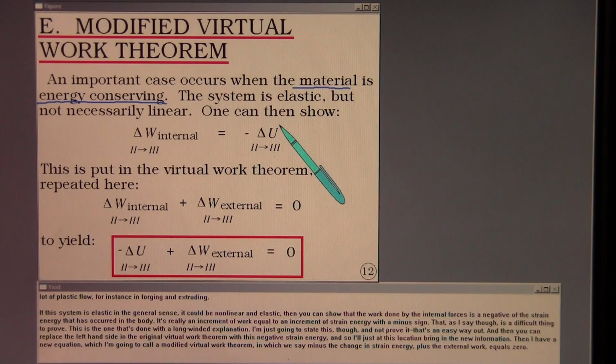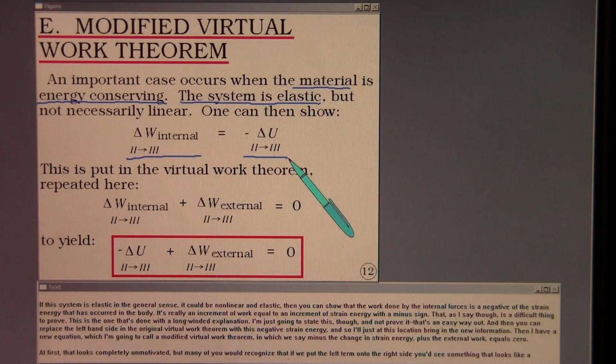If this system is elastic in the general sense, it could be nonlinear and elastic, then you can show that the work done by the internal forces is a negative of the strain energy that has occurred in the body. It's really an increment of work equal to an increment of strain energy with a minus sign.